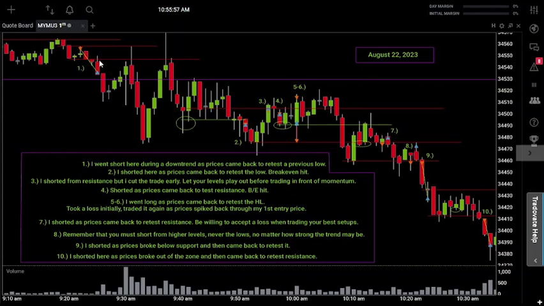So after that, that was my one trade that I took for the pre-market. And then I just wanted to wait for the market to open and see if the downtrend could continue. And if it did, I would look to take more short trades as the market continued on.